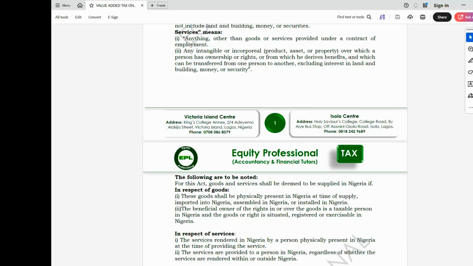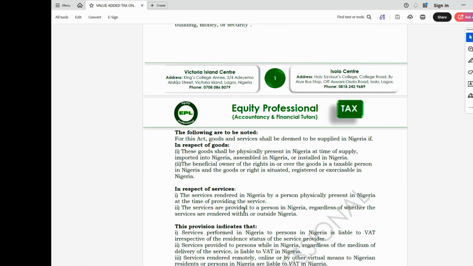For it to be liable to value-added tax, the beneficial owner of the right or over the goods is a taxable person in Nigeria, and the goods or right is situated, registered, or exercisable in Nigeria. So the owner of that item is also available here in Nigeria.